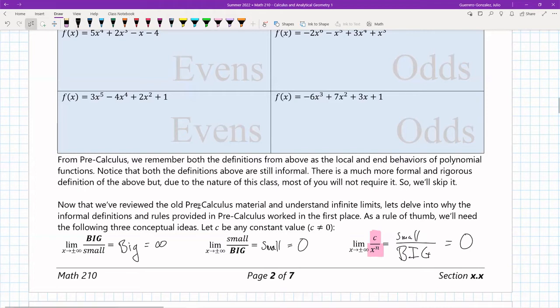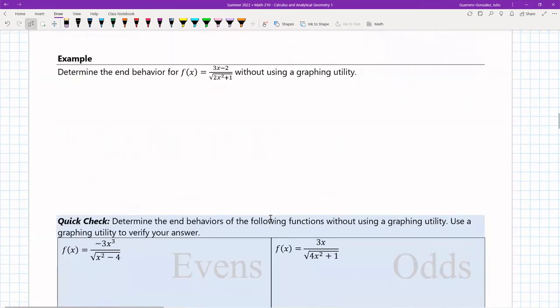So why did I have to show you guys this? I'm going to go ahead and determine the end behavior for this graph right here. Notice for this one, we can't use the rules that we learned in pre-calc. So what do we do? What we're going to do now is basically give us the justification for why the rules that we learned in pre-calc are the rules that we learned. Okay, so I'm going to go ahead and rewrite.